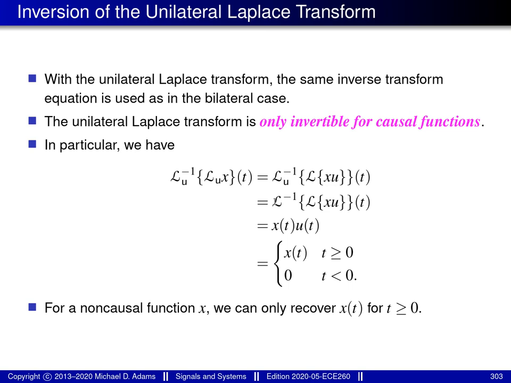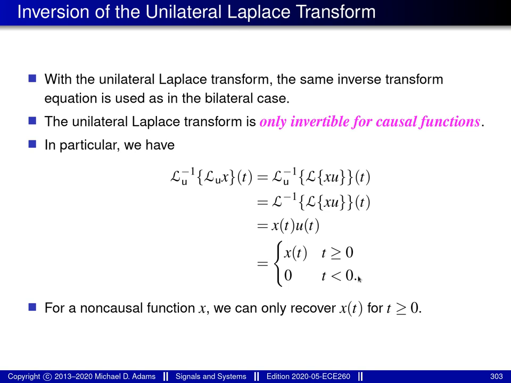Next, we can observe that the bilateral Laplace transform is invertible, so these two operations here will cancel, and what we're left with is just the function little x times the unit step function, which is equivalent to this formula here. Now observe that this result is equal to little x as long as little x is causal.